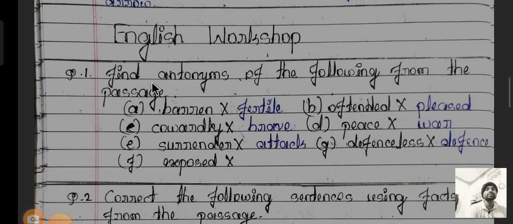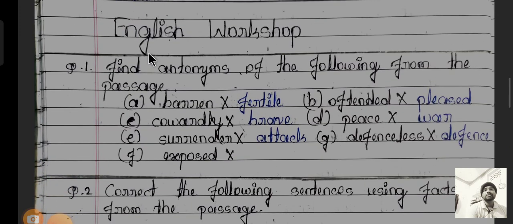Okay, next we will see the English workshop questions and answers. The first question is, find the antonym of the following from the passage. The first word is barren, the opposite word is fertile. Second one is offended, antonym is pleased. Cowardly, brave. Peace, war. Surrender, attack.